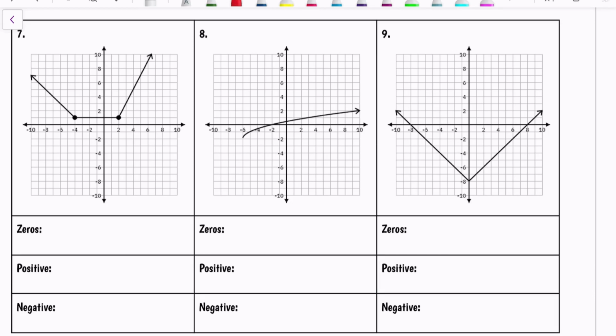Number 7, this entire graph is above the x-axis. And so because of this, it does not have any zeros. And so it is always positive, and it is going left and right forever. And so we say negative infinity to positive infinity. There is nothing that's going to make this graph go below. So this is not a thing.